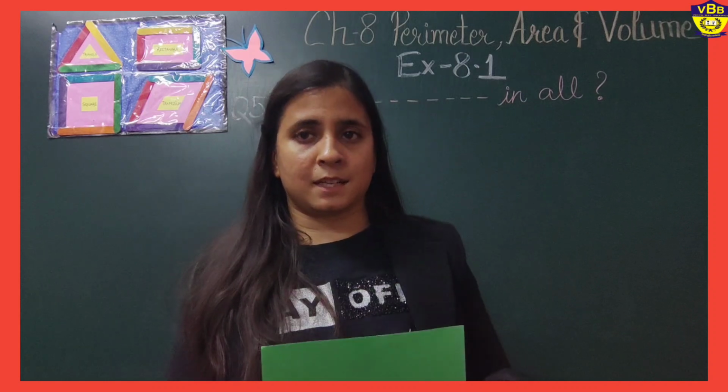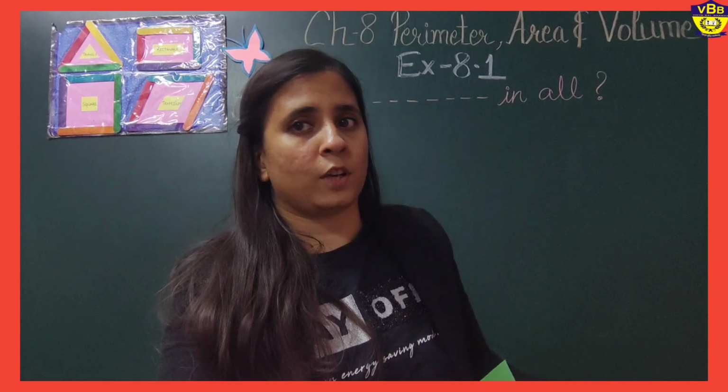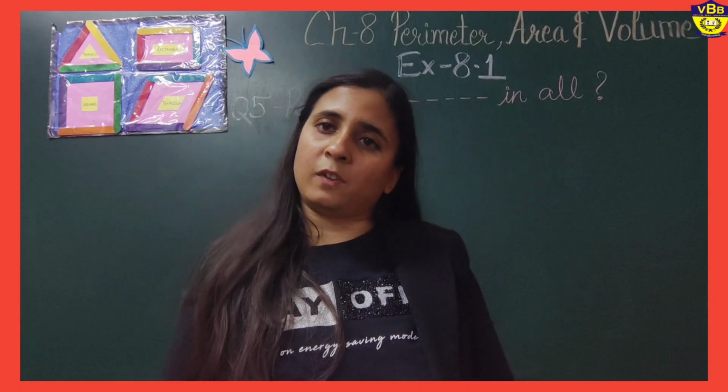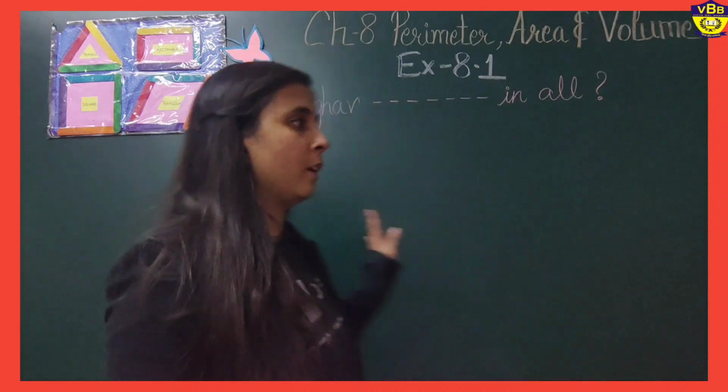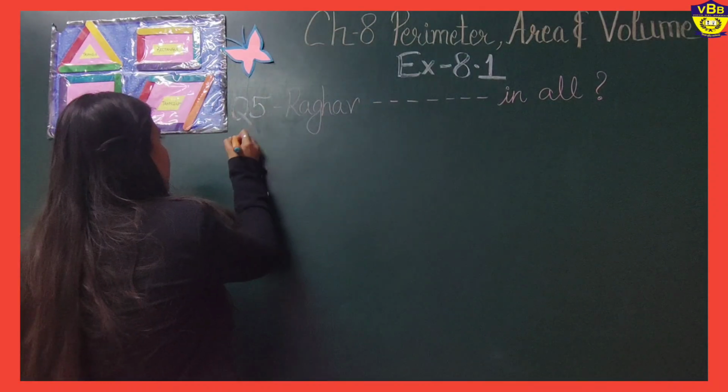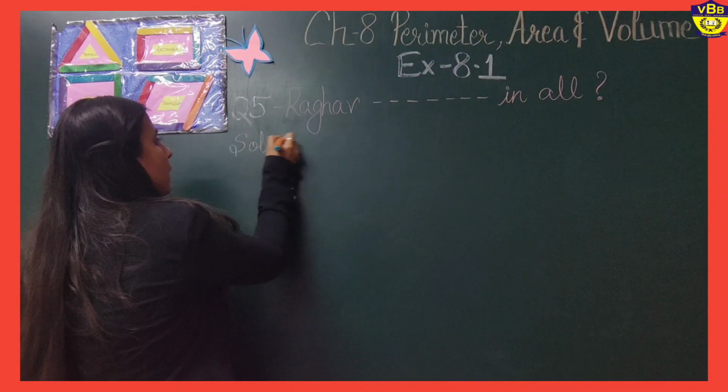Now, as it is a statement question, we are going to write the statements and we will solve it. First statement will be the side of the square park.